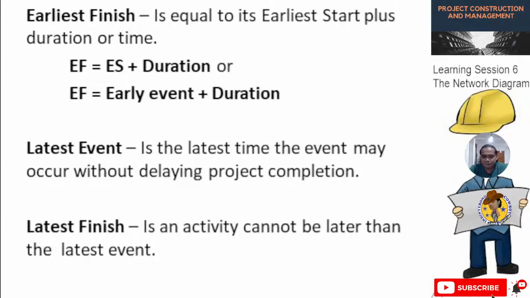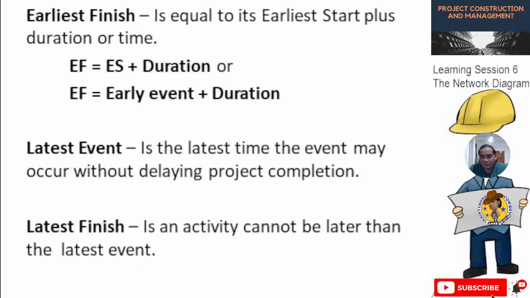Then we have earliest finish. This is equal to its earliest start plus duration of time. So if we formulate this, earliest finish is equal to ES plus the duration of the activity, or you can have early event plus the duration. The next term is the latest event. Latest event is the latest time an event may occur without delaying project completion.